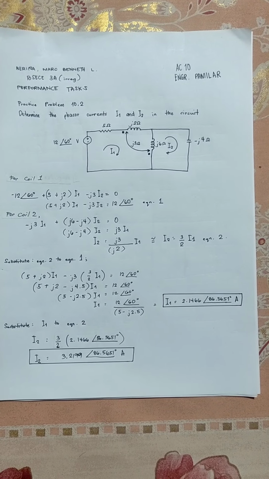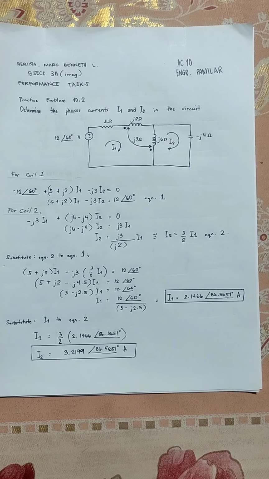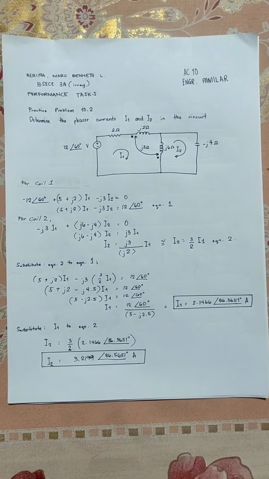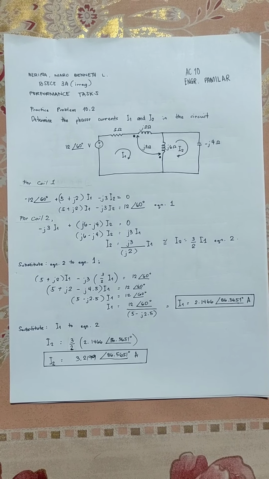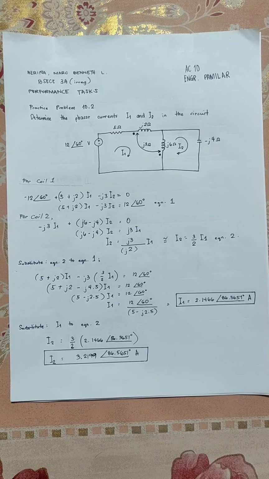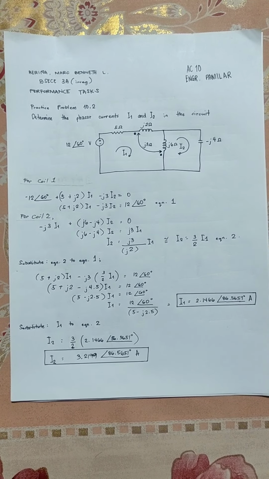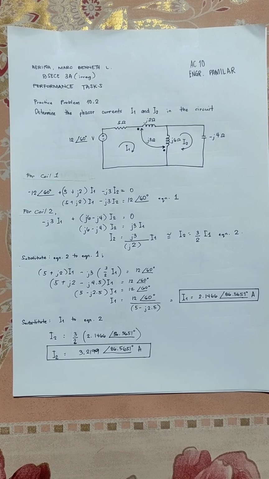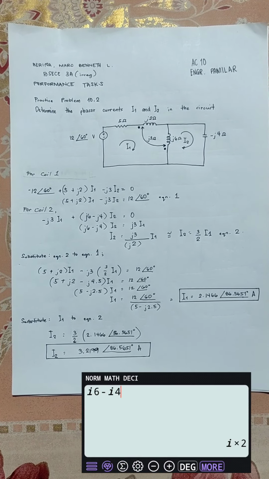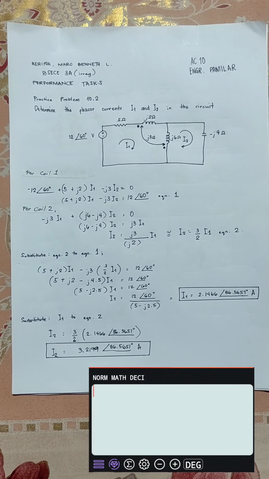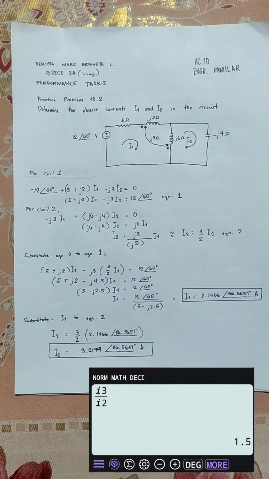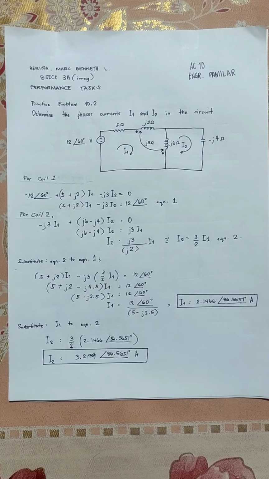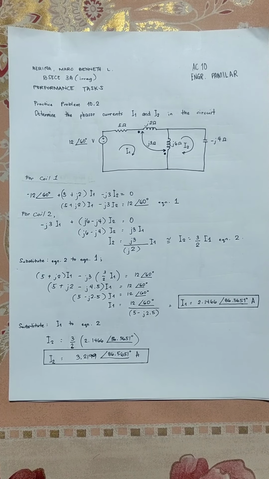For coil 2, negative j3 I1 plus (j6 minus j4) I2 equals 0. We will transpose negative j3 I1 to the outside of the equal sign, and (j6 minus j4) I2 is now equal to j3 I1. To get the value of I2 for our equation 2, we will divide j3 over j6 minus j4, which is j2. j3 over j2 is equal to 3 over 2. Our I2 is now equal to 3 over 2 I1, our equation 2.